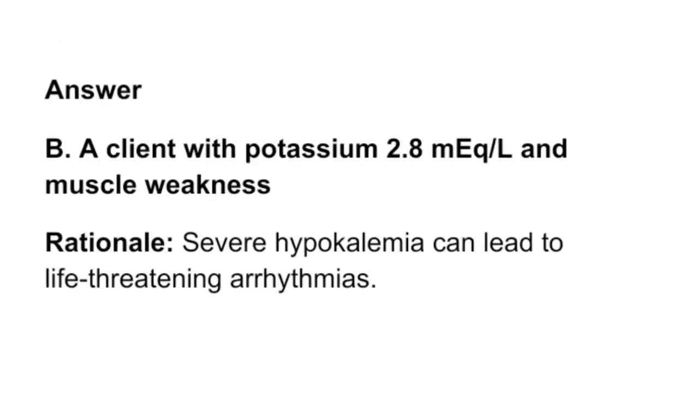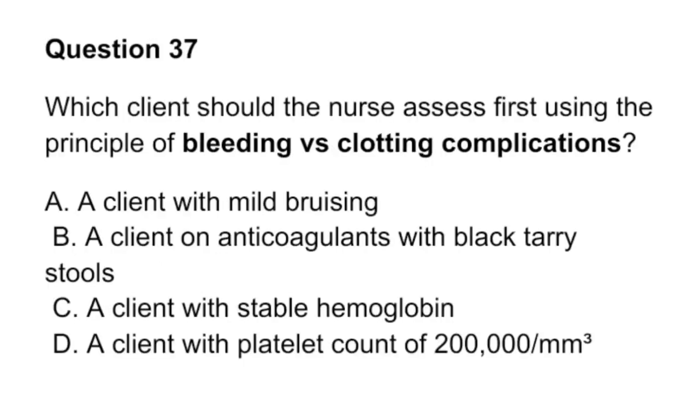Answer. B. A client with potassium 2.8 milliequivalents per liter and muscle weakness. Rationale. Severe hypokalemia can lead to life-threatening arrhythmias. Question 37. Which client should the nurse assess first using the principle of bleeding versus clotting complications? A. A client with mild bruising. B. A client on anticoagulants with black tarry stools. C. A client with stable hemoglobin. D. A client with platelet count of 200,000 per millimeter cubed.